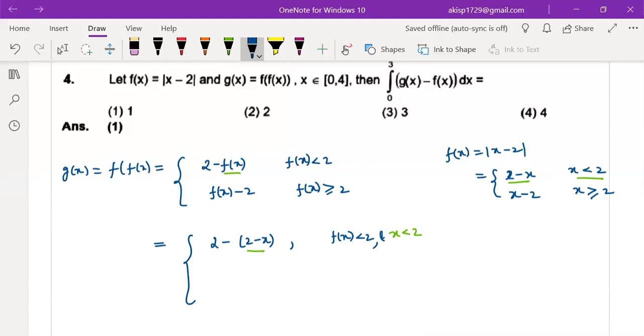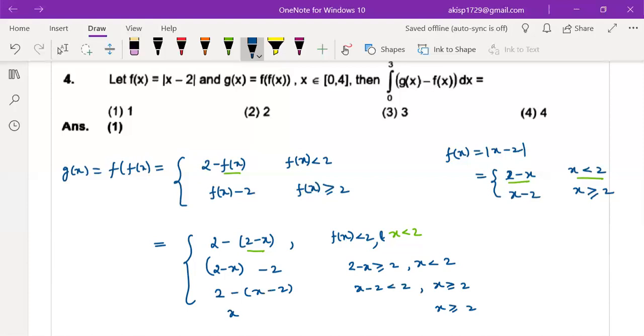So if we write down all the cases, I can see that this can be written as 2 minus (2 minus x), which is greater than or equal to 2, or this x is less than 2. Similarly, in this case we will have 2 minus (x minus 2) whenever I take x minus 2 less than 2 and x greater than or equal to 2. Or again, I take the case when x is greater than 2. In the case where x is greater than 2, I will write it as x minus 2 minus 2. Again, this is the case where x minus 2 is greater than or equal to 2. So I have these 4 cases in which I have the function.